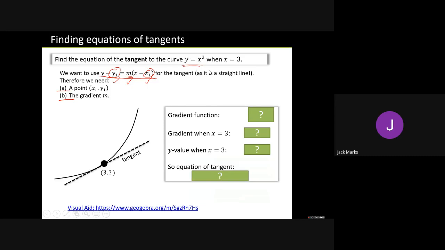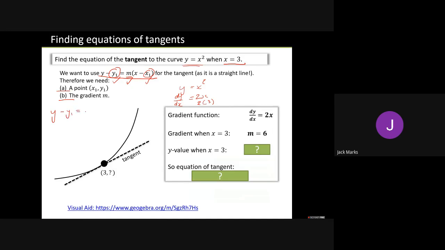Now we have y equals x squared. The gradient function, dy dx, because remember, dy dx is all about finding the gradient of a line. Yeah, that's ultimately what it's all about. The rule is you can do 2x. We want to find the equation of the tangent when x equals 3. So that's fine. We'll put 3 in there. And we'll get 6.